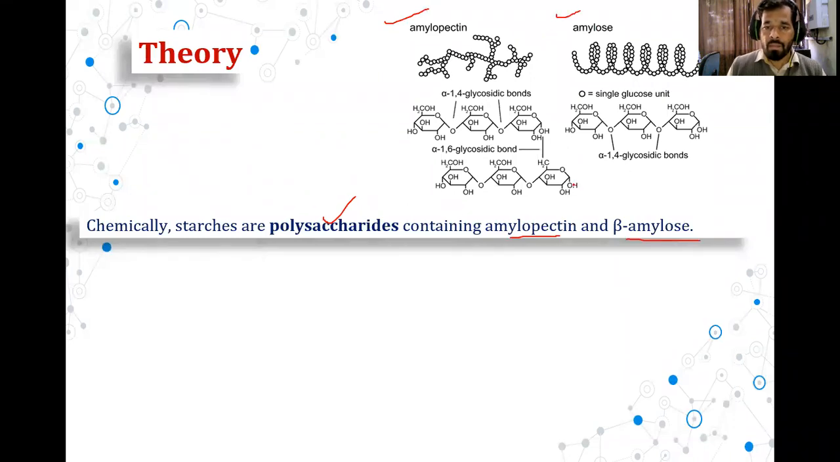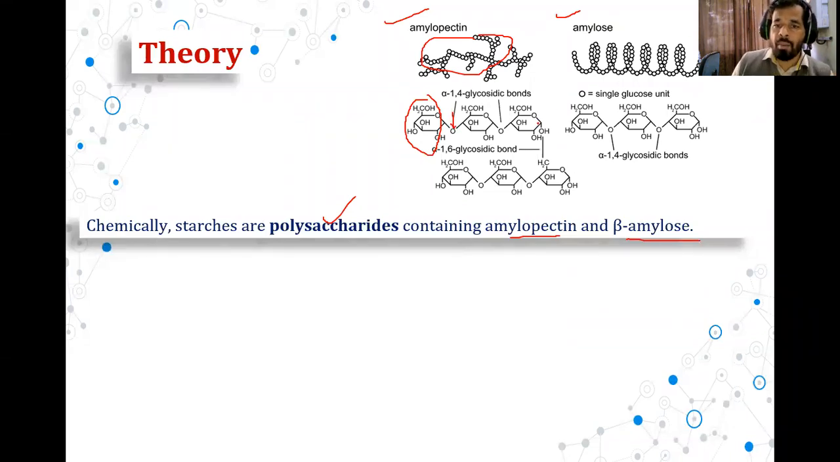Okay, now these are the units, these dots. These are the small units. A single circle indicates a single sugar. Those are alpha 1,4 glycosidic bonds. The arrow is given here, so the bonds are formed in between them.